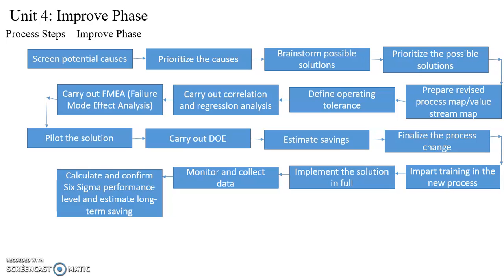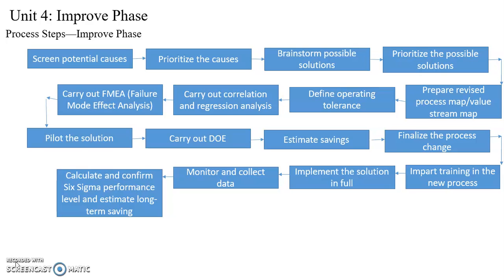And the next step is to prepare a revised process map and value stream map. In the measure phase, we did the detailed process map. So after prioritizing all the solutions, some of the operations will be shuffled. So again, you should prepare a revised process map in this step.